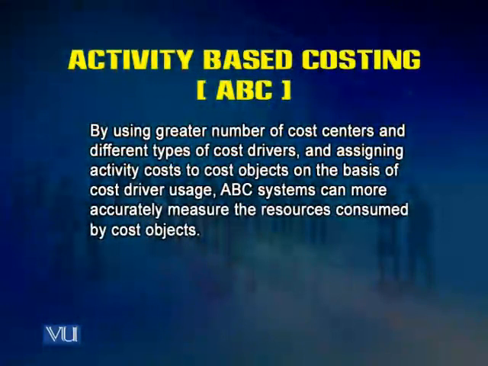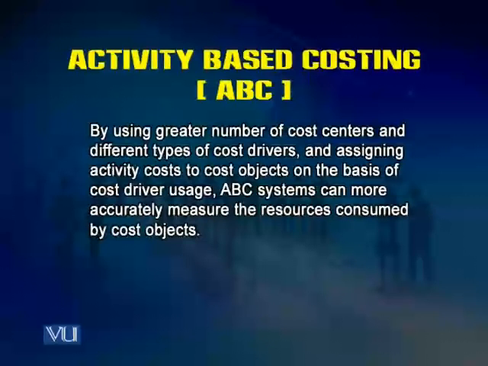By using greater number of cost centers and different types of cost drivers and assigning activity costs to cost objects on the basis of cost driver usage, ABC systems can more accurately measure the resources consumed by cost objects. Hence, this is what we are saying, that under ABC we are using different types of cost drivers and we are assigning the activity cost direct to the object using these cost drivers as the basis. And so we say that ABC is going to more accurately measure the resource consumed.